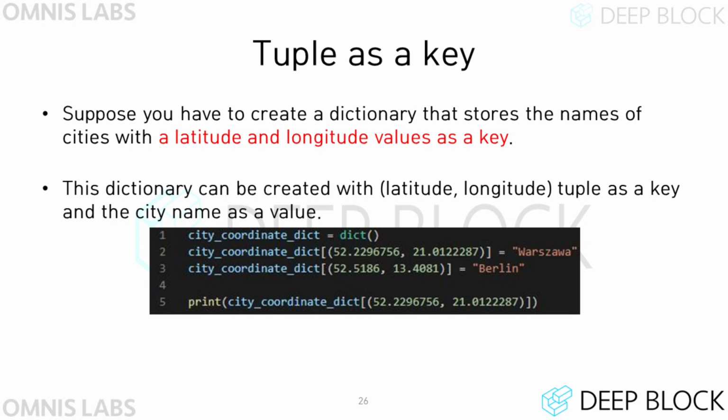If we run the program shown in the slide, we can find out which city exists at a coordinate by making a coordinate tuple as a key.